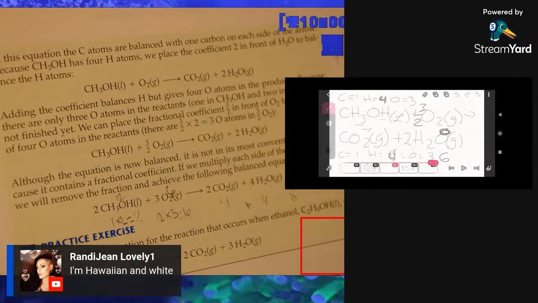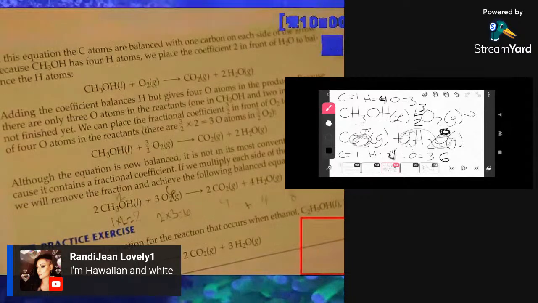You know what? I wasn't supposed to write that 2 right here. At least not yet. All right, everybody, so when we go back over here, you see how I have four oxygens right here? There's 2 right here, and because of this 2, I have 2 right here. All right, that's how I got this 4 right here, and this 3 right here.